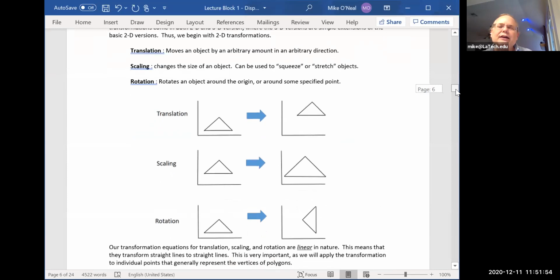There's also scaling. Scaling is designed to change the size of an object. So if we've got a triangle here, we want to make the triangle bigger or smaller. You can also squeeze an object. You could make it, say, bigger in Y, but leave X alone. Or you could make it bigger in X and leave Y alone.